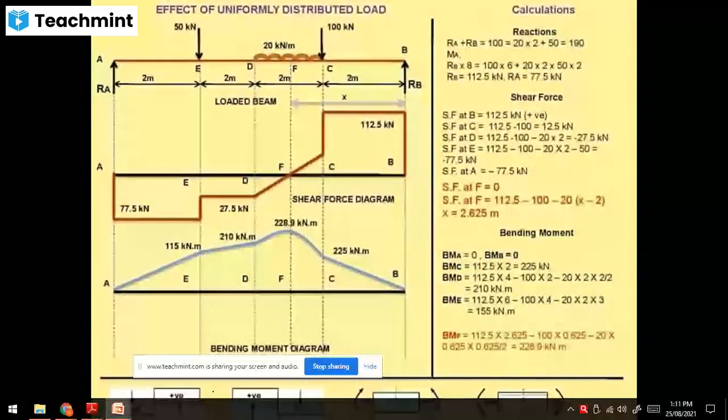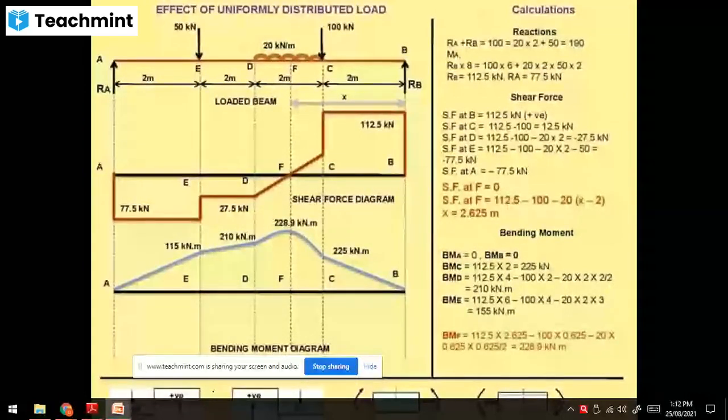Those who know, and those who don't know, they have to learn. For those who don't know, this is learning; for those who know, this is practice. If any doubt by solving these SFD BMD values, you can ask me. Those who can, solve without looking and try to draw the SFD and BMD. It is for your practice. For those who can't, it is learning.